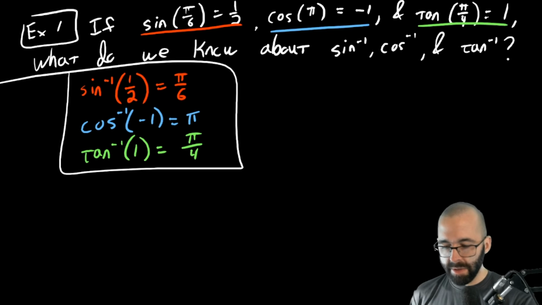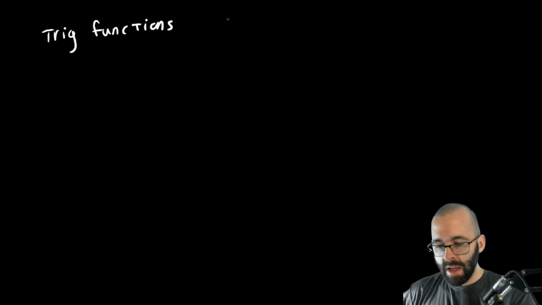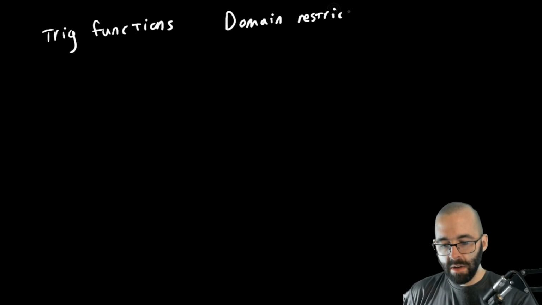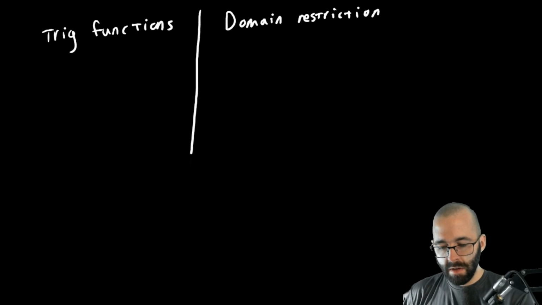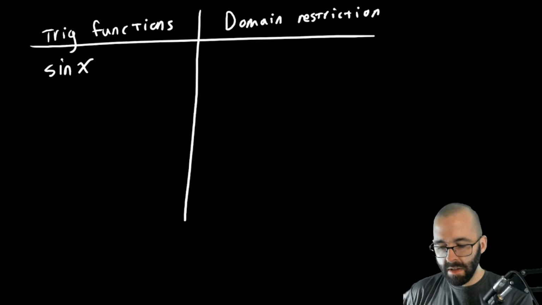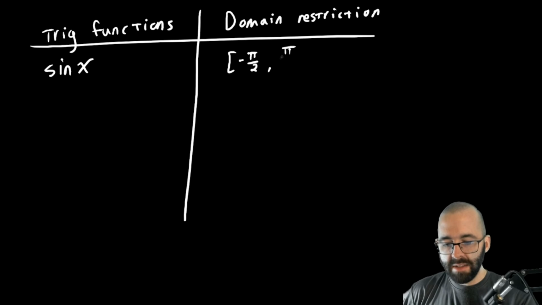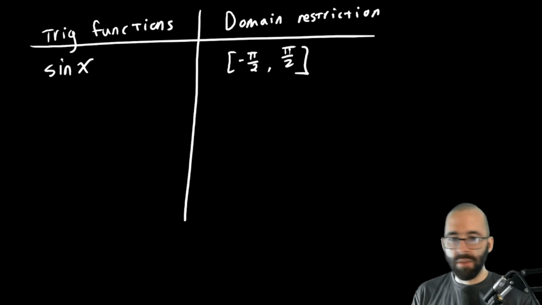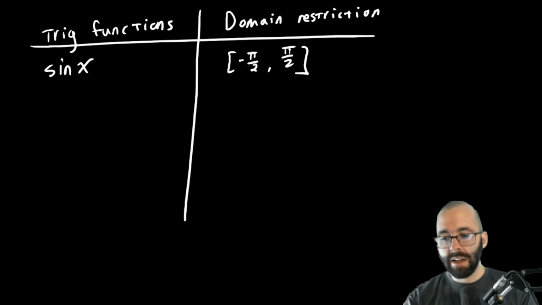So what we're going to do is make a table of the trig functions and the domain restriction. All right, so we started with sine of x. We're going to restrict the domain to negative pi over 2 to positive pi over 2. Because if we do that, we have all of the outputs, negative 1 to positive 1, and it's now 1-to-1.